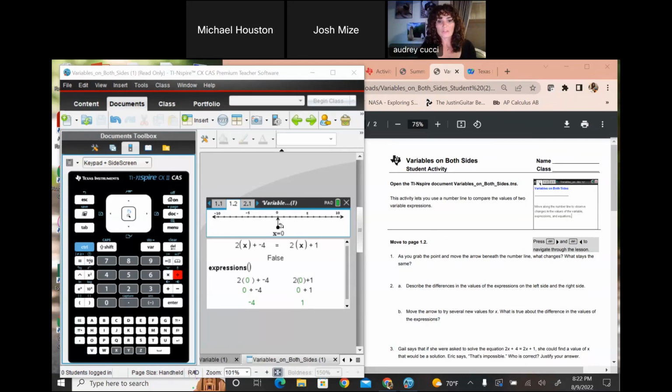So we're going to grab and drag, and we have an equation with variables on both sides. 2x minus 4 equals 2x plus 1. And then notice it says false underneath it, underneath the equal sign. And then I've got the expression, and we're showing again that substitution into both sides of this equation. So as I grab and drag this, my hope is I'm going to get a true. And we're going to peek and look around to see, okay, I don't have it yet. I see how they're evaluating. Am I getting closer? I'm all the way to 10 and I didn't get it.